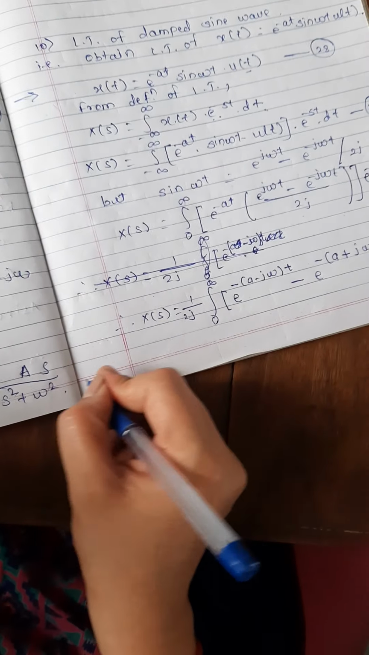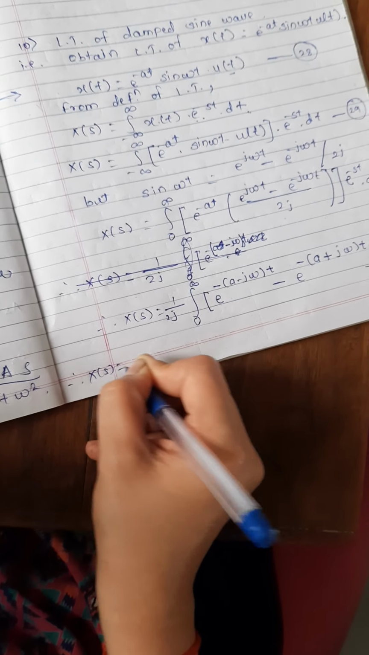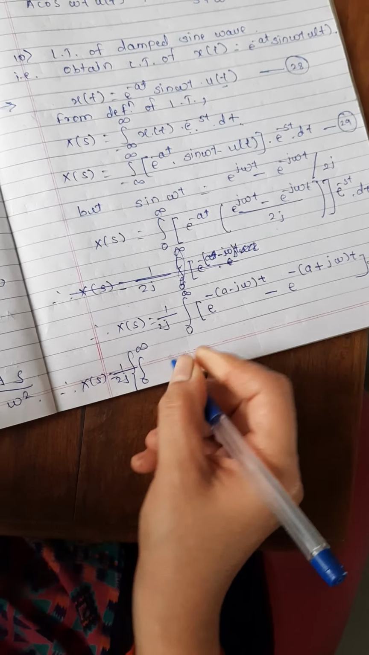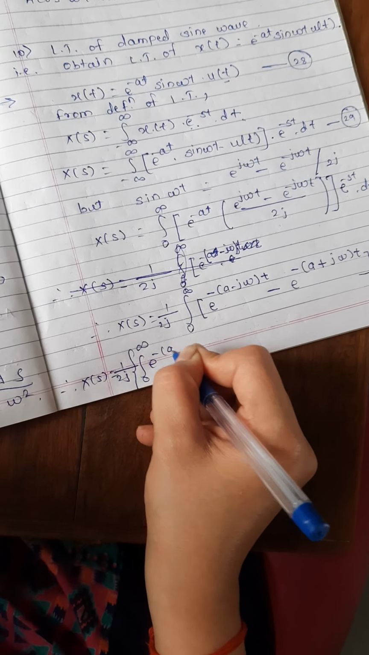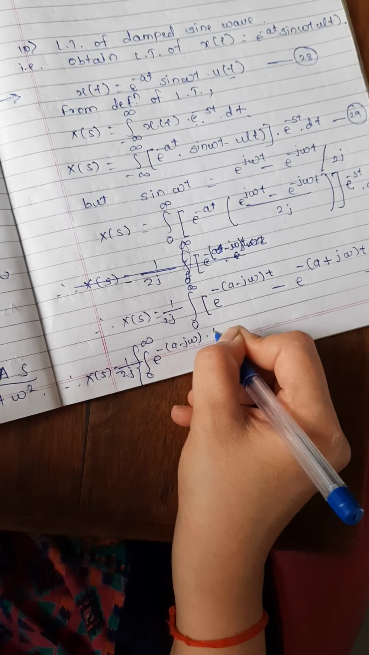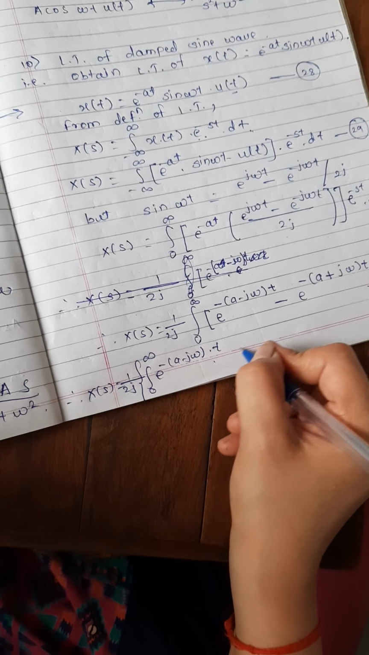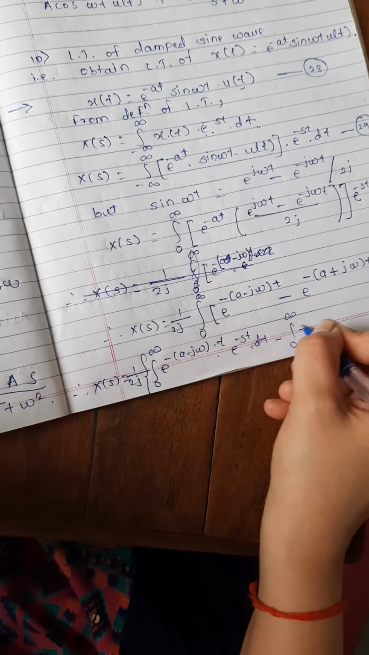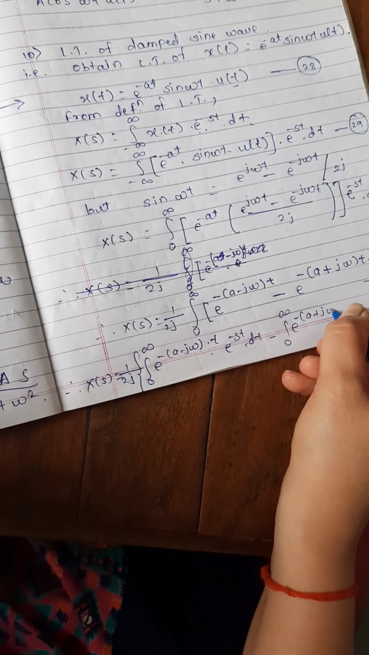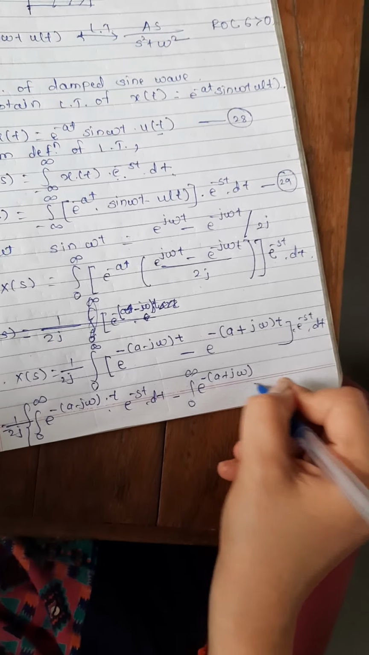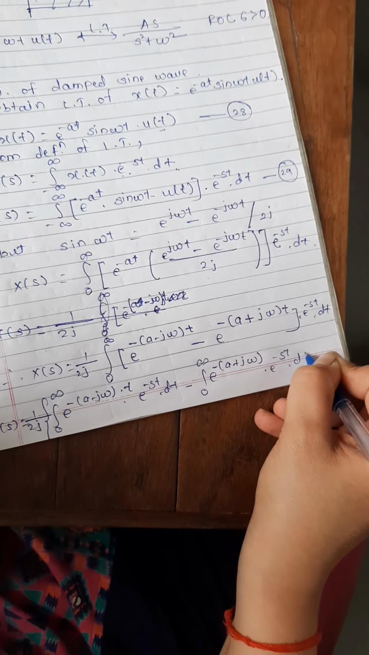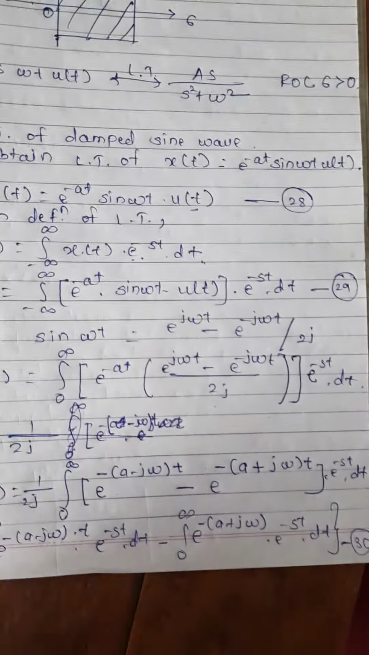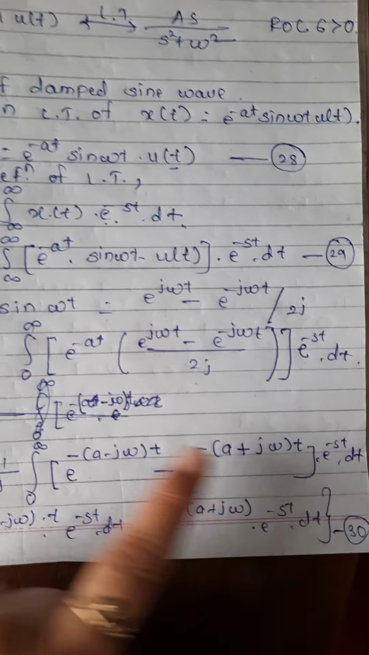So now we can write X of s is equal to 1 by 2j, integral from 0 to infinity of e raised to minus of a minus j omega into t, into e raised to minus st dt, minus the integral from 0 to infinity of e raised to minus a plus j omega into t, into e raised to minus st dt. This is equation number 30. We just multiply this term inside the bracket.